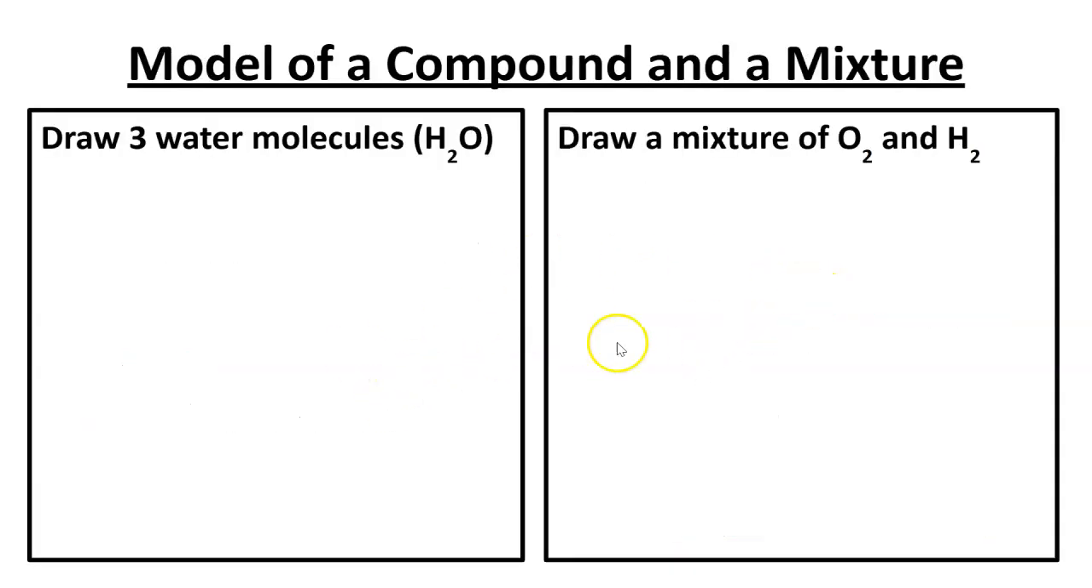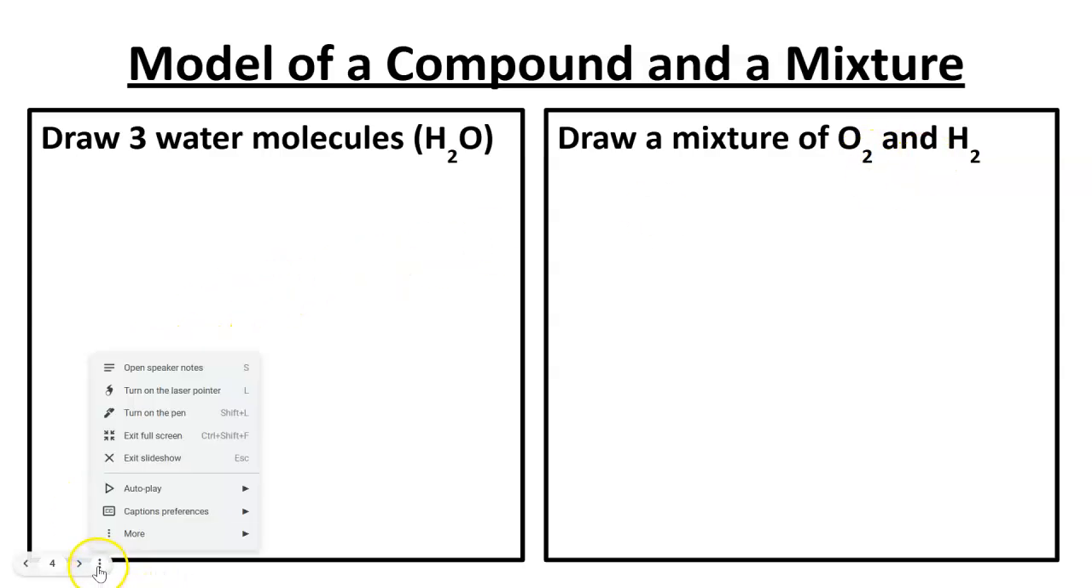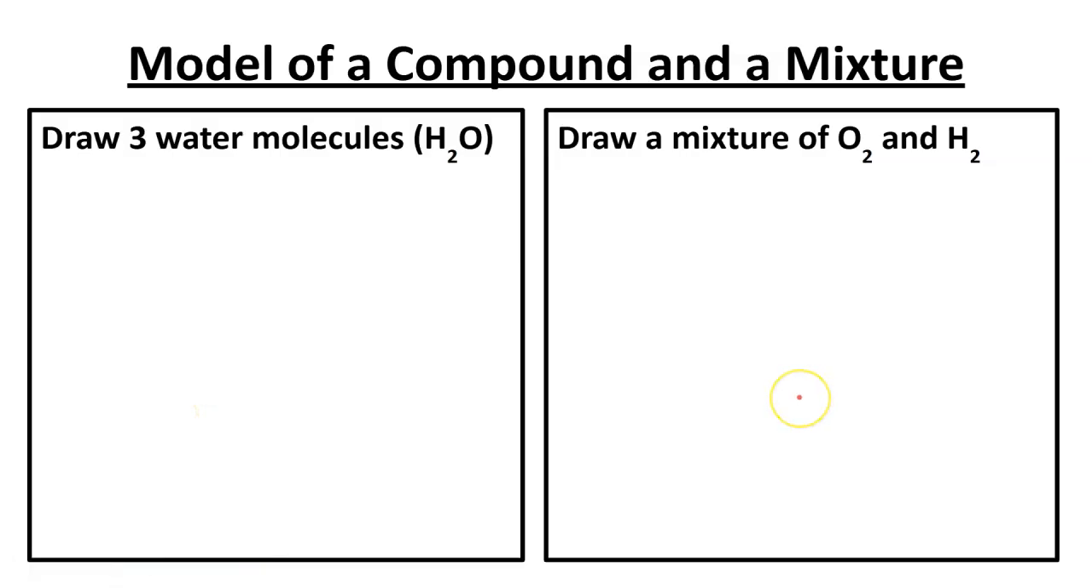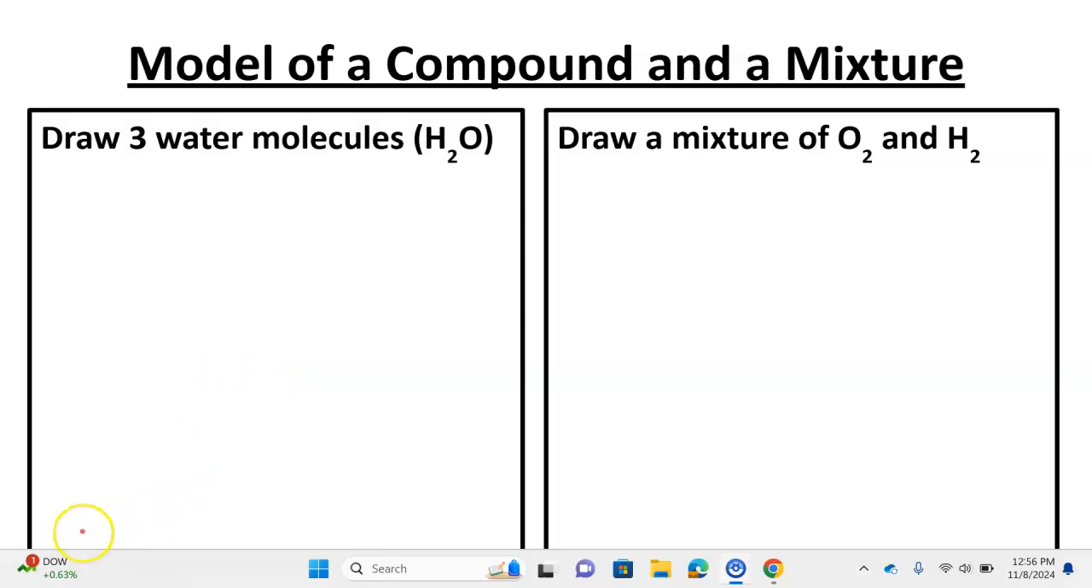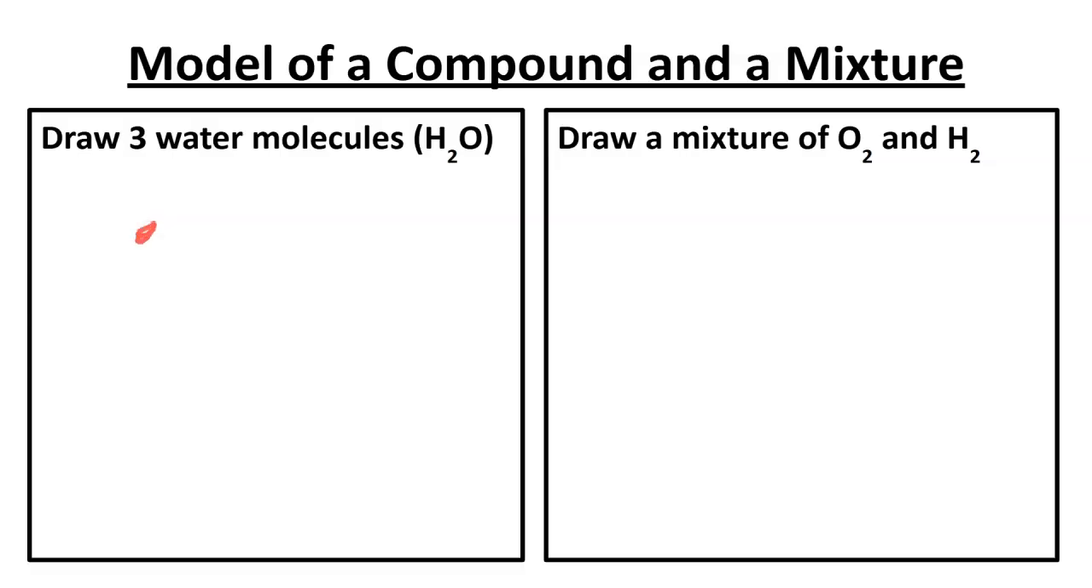One way to help illustrate this is to draw particle diagrams. We did this a little bit earlier in the year, and you might remember that we can draw compounds like water molecules, or we could also draw elements, in this case diatomic elements like O2 and H2. Let's try this out. I'm having trouble with the pen. So, if we have hydrogen, water is going to have two hydrogens.